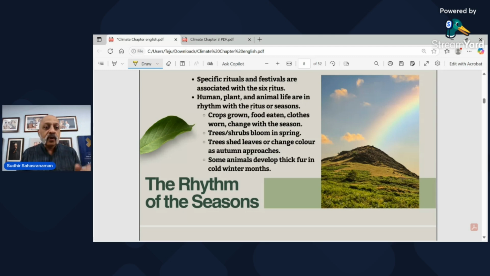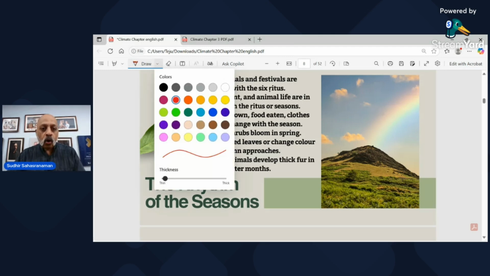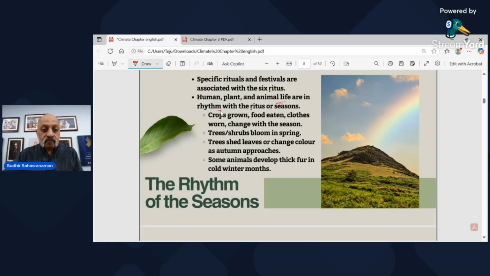So human life, plant life, and animal life, all three of them are in rhythm with the ritus or the seasons. So whether it is the crops which are grown, that you grow a particular crop during a particular season, the food that you eat again during a particular season, the clothes, will you wear a big jacket during the summer season of April and May? Obviously you will not, right? People will say, what is wrong with them, right? They change with the season.